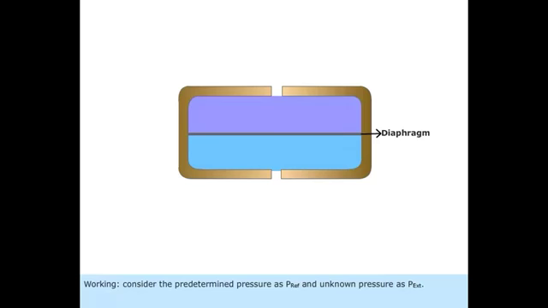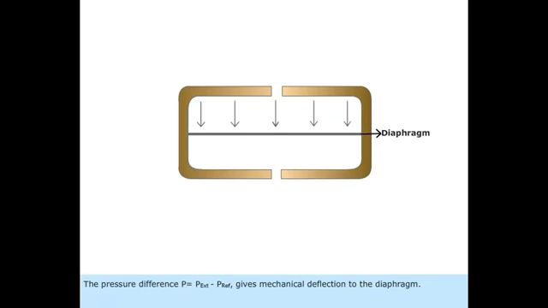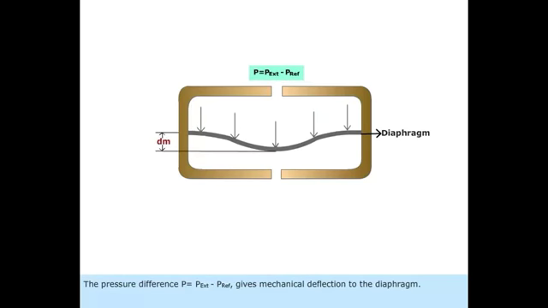Working. Consider the predetermined pressure as P(REF) and unknown pressure as P(EXT). The pressure difference P equals P(EXT) minus P(REF) gives mechanical deflection to the diaphragm. Membrane deflection is proportional to the pressure applied. By measuring this membrane deflection, unknown pressure can be calculated. There are a number of ways to measure this deflection.